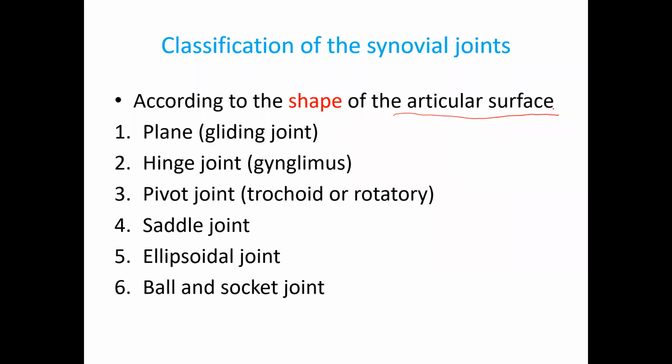And then we come to the hinge joints. Now, ginglymus, that's a nice word, no? These are just words that you come across when you read your textbooks, the older terms. And then pivot joint, which may be called trochoid or rotatory. Then a saddle joint, ellipsoid joint, and ball and socket joint. So all these are according to the shape of the articulating surface.